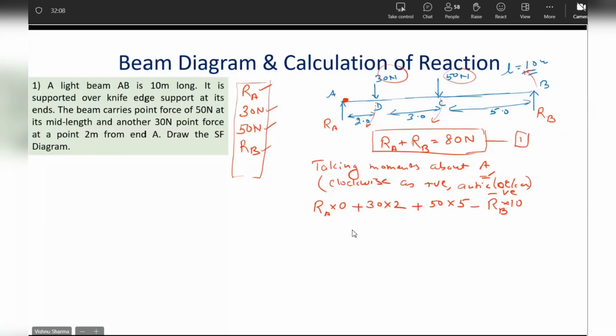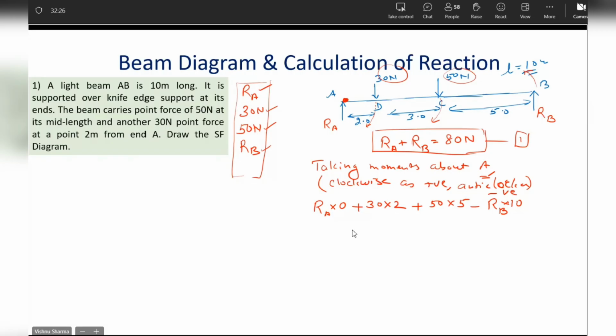But Sir, RA into 0 is a moment for RA. And what about 30 into 2? It is also a moment for point D. Points will have moments, is it? Yes, sir. Point D moment is 30 into 2.